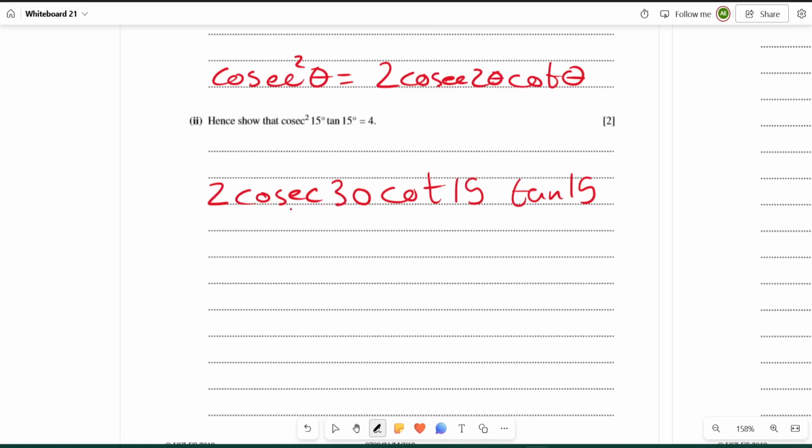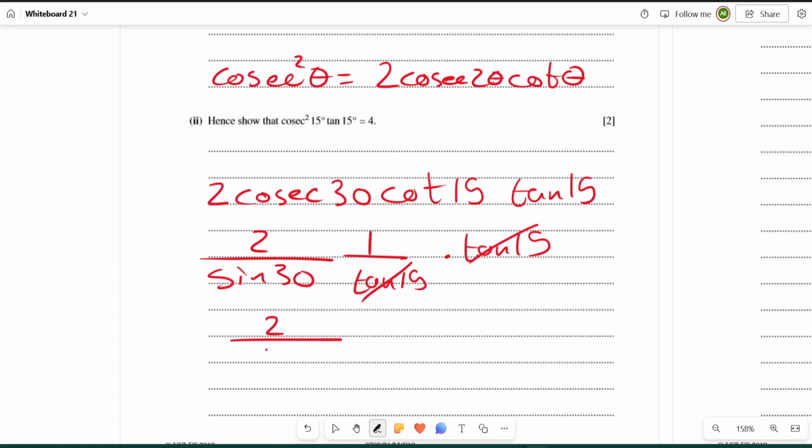So the cosecant, I'm going to change it to sine, so it's going to be 2 over sine 30. Cotangent is basically 1 over tan 15 times tan 15, so these two clearly will cancel out. So I'm going to have 2 over sine 30. What is sine 30? Sine 30 is basically half. This is similar to 2 divided by half, which is the same as 2 multiplied by 2 over 1, which is equal to 4. This is how we have shown this.